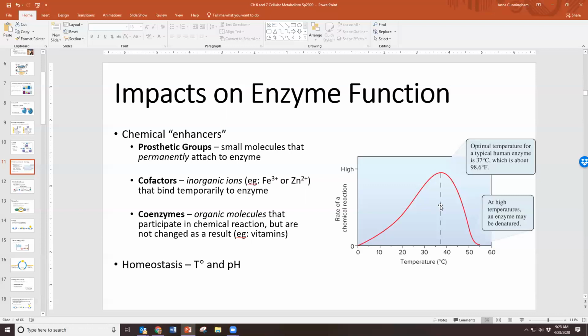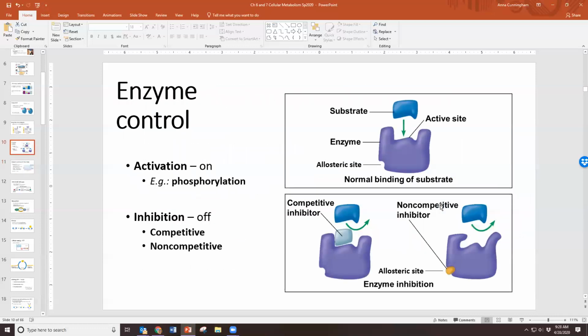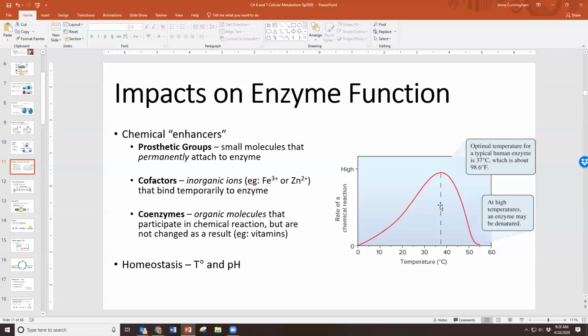Cofactors are inorganic ions. Coenzymes are organic molecules. So phosphate, like I talked about with activation, phosphorylation, actually that's a cofactor. But coenzymes would be like an organic molecule. So these are going to be like vitamins. Several vitamins function in this way.